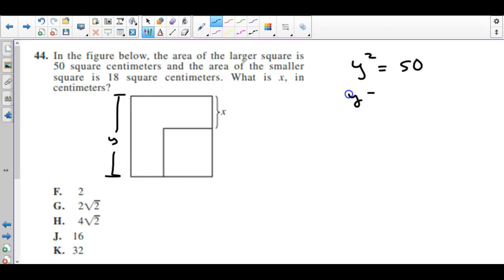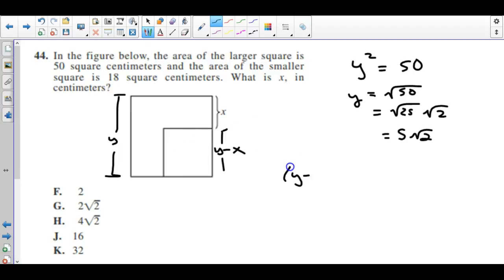I'm going to simplify this and figure out what my side length y is by taking the square root. The largest perfect square that goes into 50 is 25, and that happens twice. So this is what I have so far. Looking at this side length, if I want to know what this part right here is, I'm going to call this y minus x. It's the whole thing minus this little part.